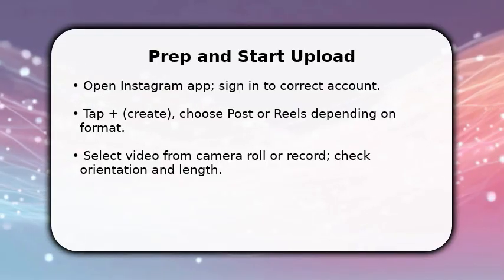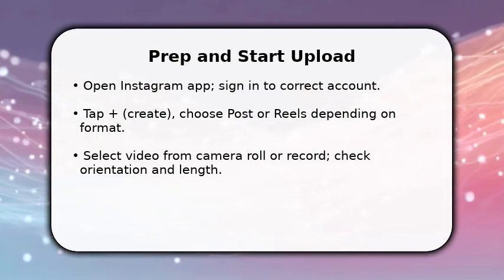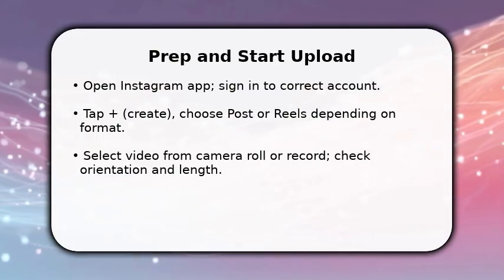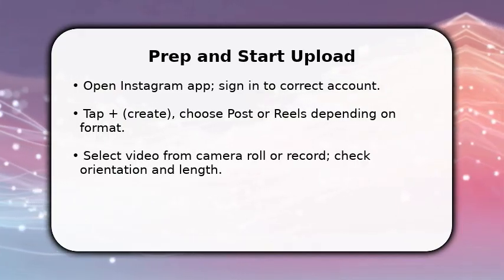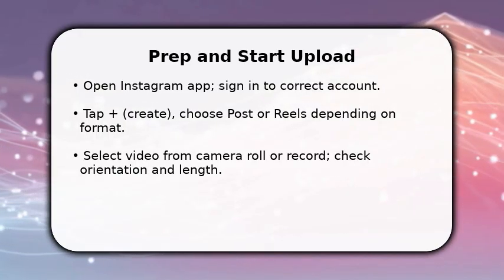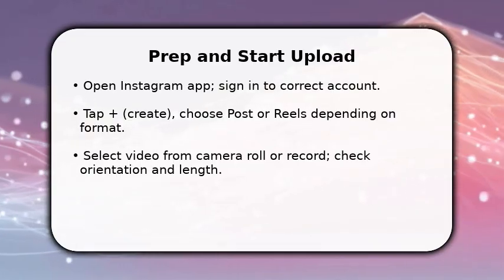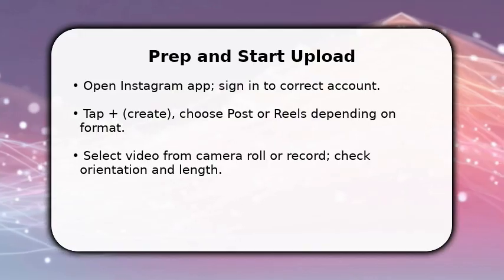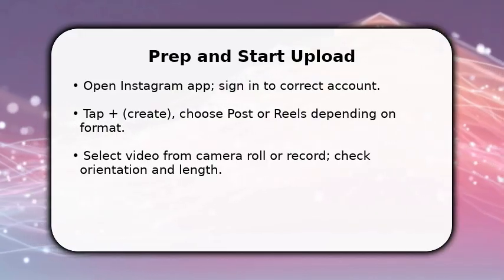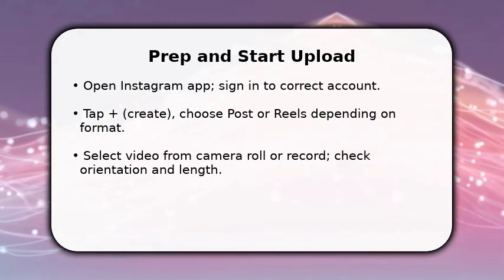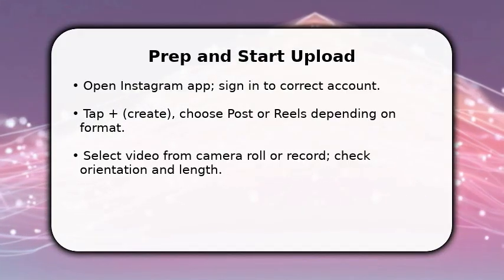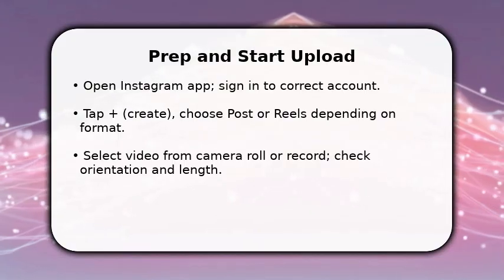You begin by opening Instagram and confirming you're on the right account. This avoids posting to the wrong profile. Next, tap the plus icon and choose Post or Reels because length and aspect ratio differ. Reels favors 9:16 vertical. Select your video from the camera roll or record in-app. Make sure orientation and duration match your goal. Once done, trim if needed and preview because trimming affects pacing and audience retention.